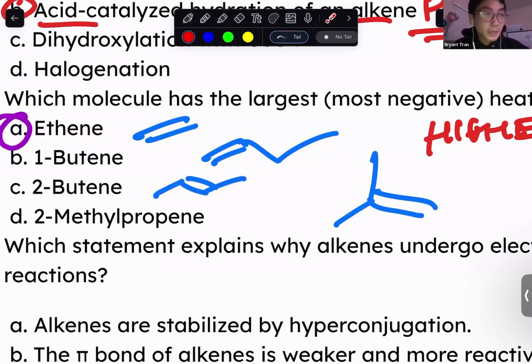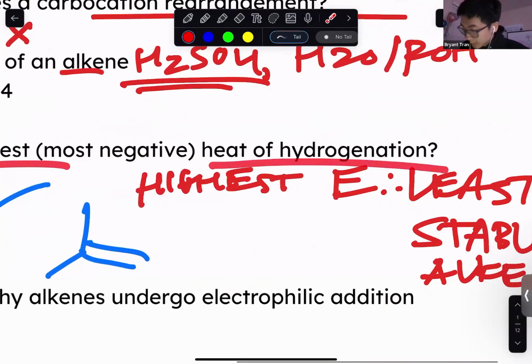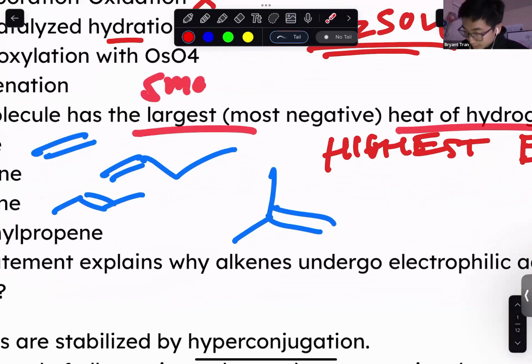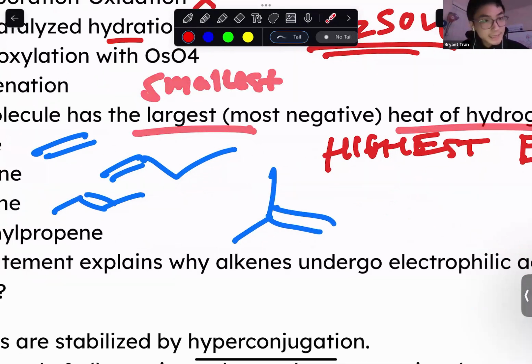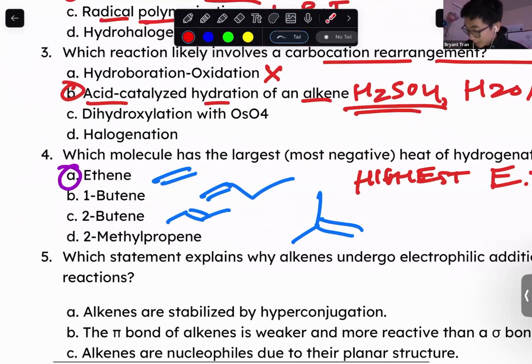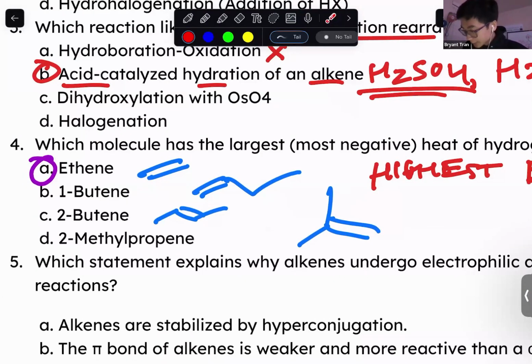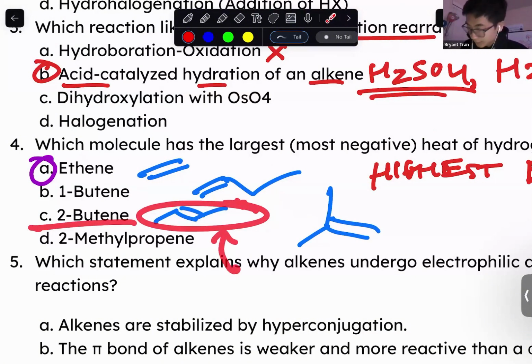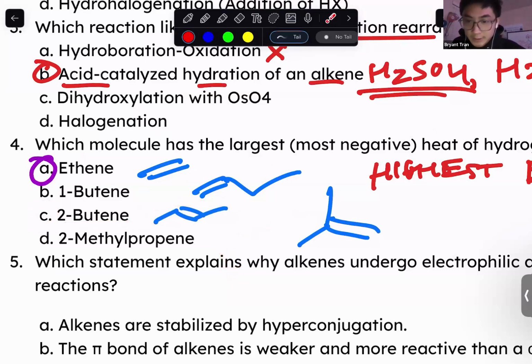If they ask for the heat of hydrogenation, aka energy, then you look for the least stable alkene if they ask for the one with the largest heat of hydrogenation. If they ask for the one with the smallest heat of hydrogenation, like the one with the least energy, then you look for the most stable alkene, right? Because that could be a question as well. So let's say that C is the most stable alkene here. This would be the alkene that has the least heat of hydrogenation. So if the question was flipped, the answer would be C, if they were asking for the least heat of hydrogenation.